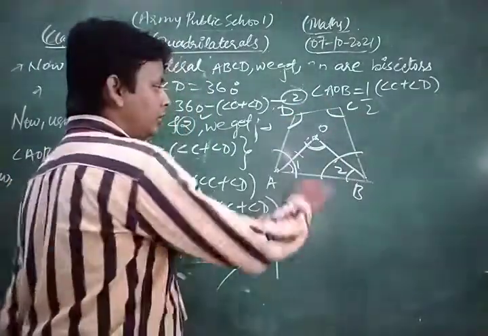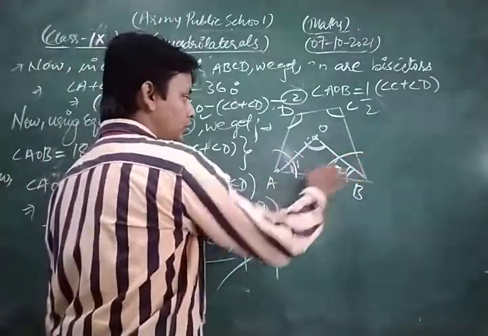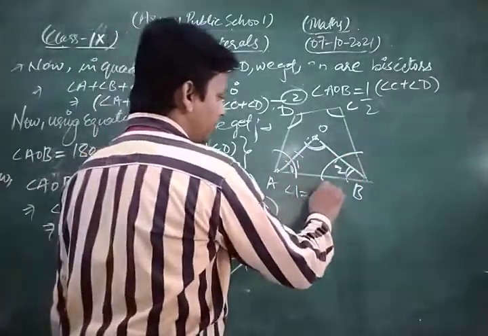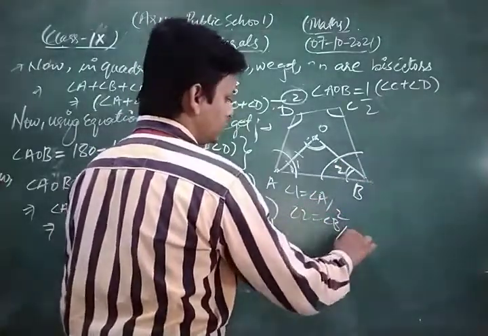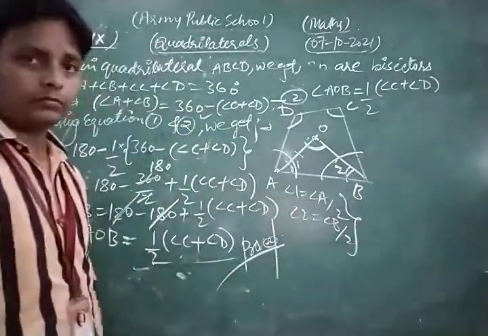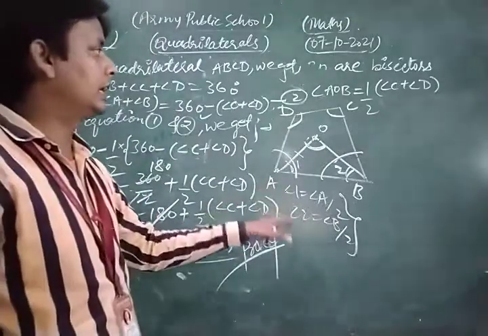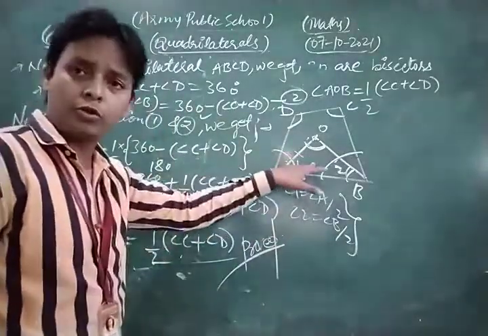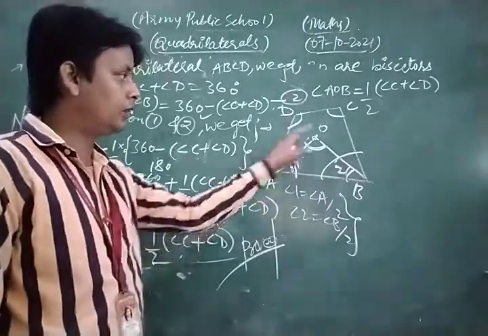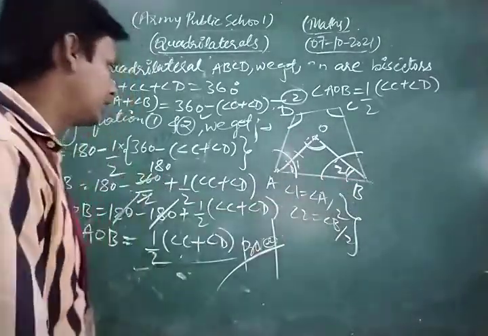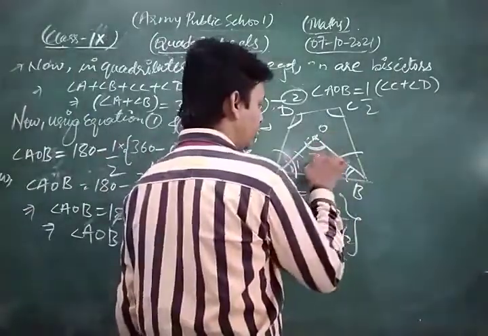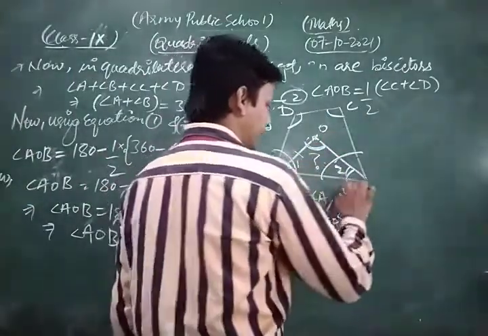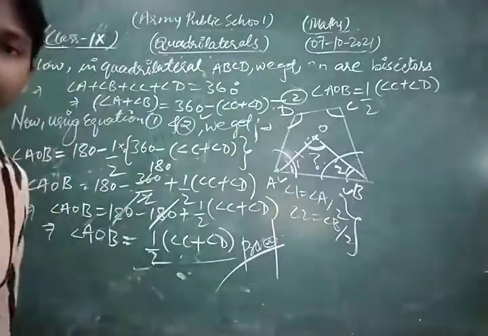So first of all, we take this as angle 1, this as angle 2. It is clear that angle 1 is half of angle A, that is A by 2, and angle 2 is half of angle B, that is B by 2. Now after that, we apply the angle sum property of the triangle in triangle AOB. From there we find the value of angle AOB in terms of angle A and angle B.